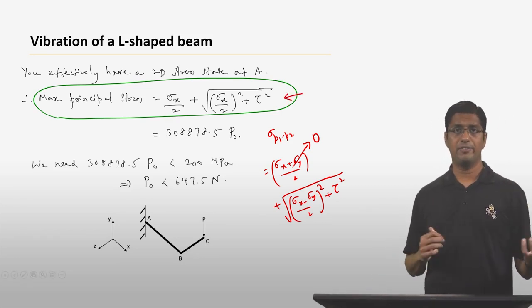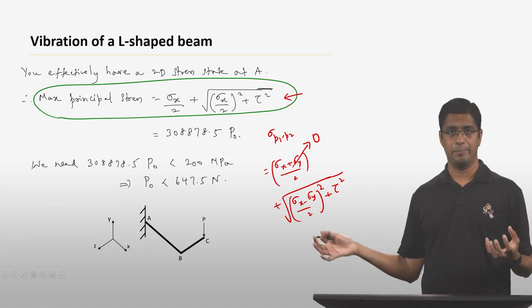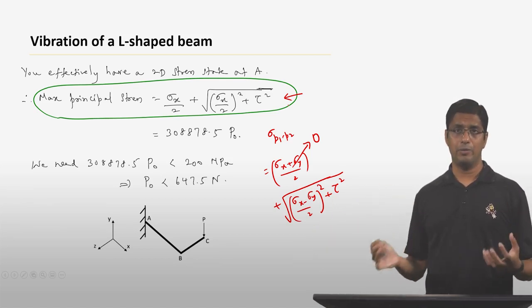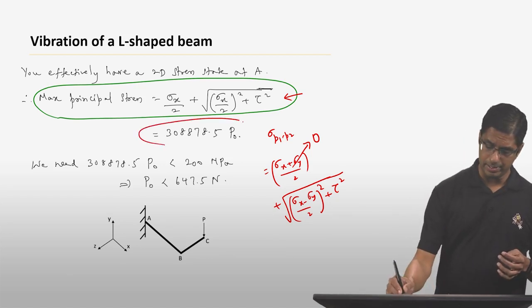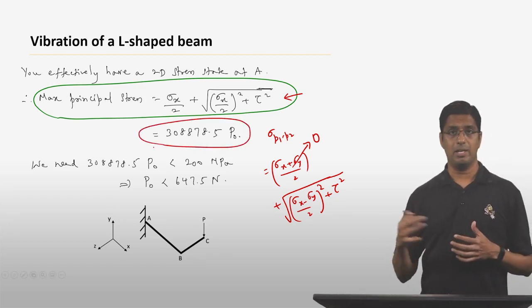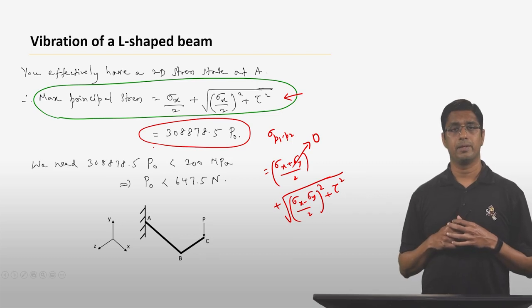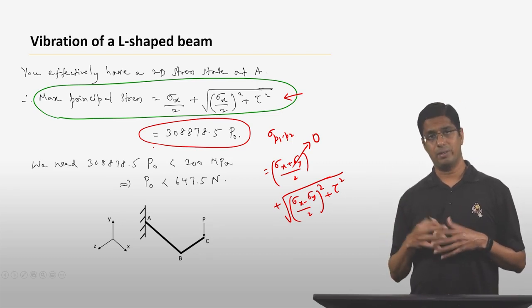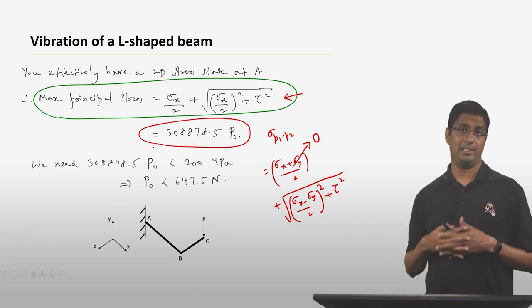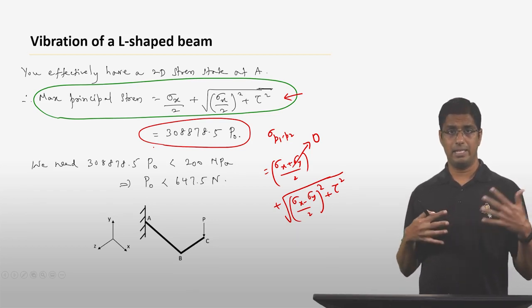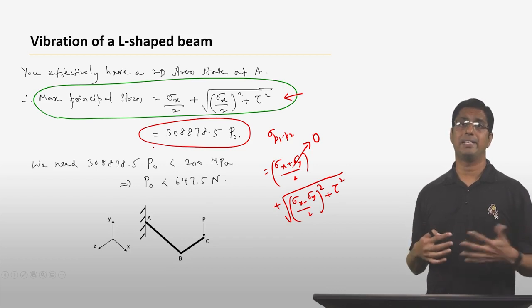Now we have already found sigma x as a function of P naught, and we also know tau as a function of P naught. So essentially, you get the maximum principal stress as some constant times P naught. Now, if you recollect what the problem statement gave us, it said that the maximum principal stress at this cross section should be less than 200 MPa.